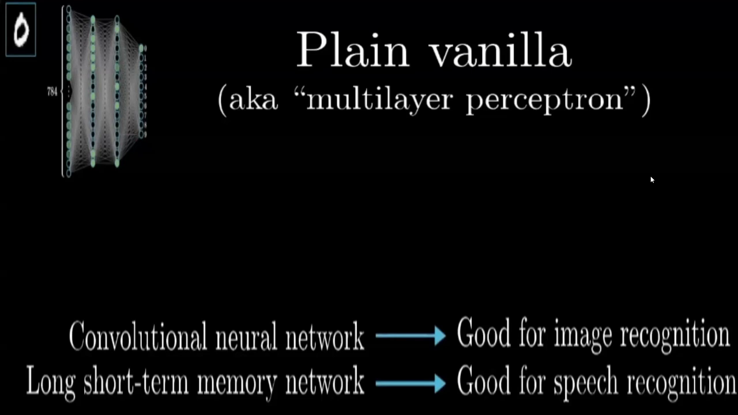Today we'll be talking about neural networks. There are many kinds of neural networks for LLMs, such as the convolutional neural network, which is good for image recognition, and long short-term memory networks, which are good for speech recognition. But today we'll be talking about the plain vanilla multi-layer perceptron neural network, which would be this one.